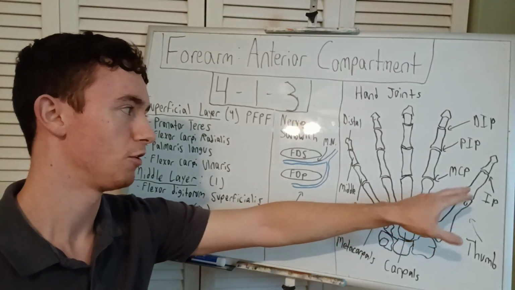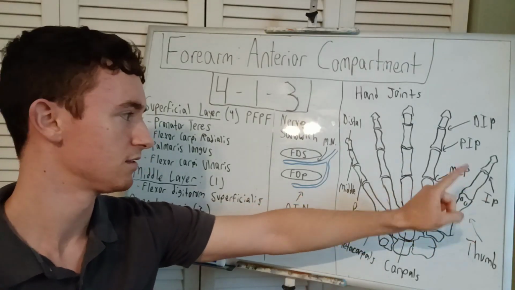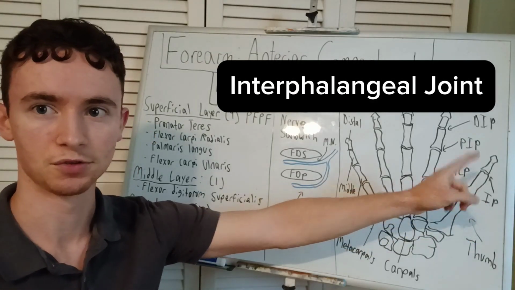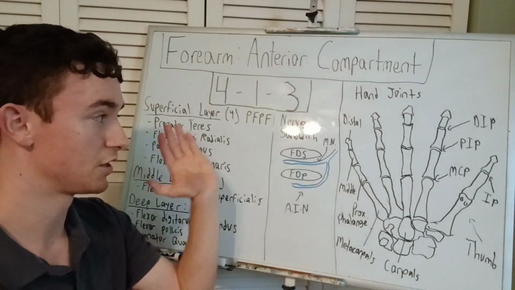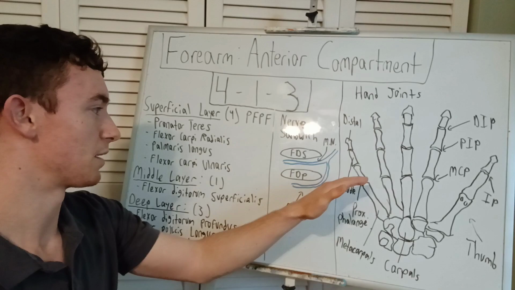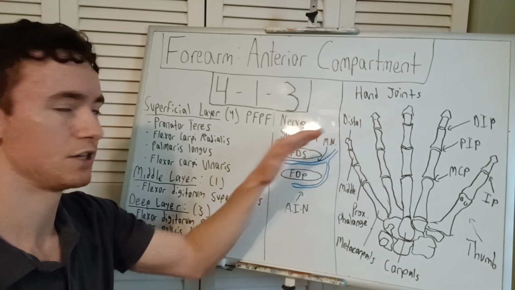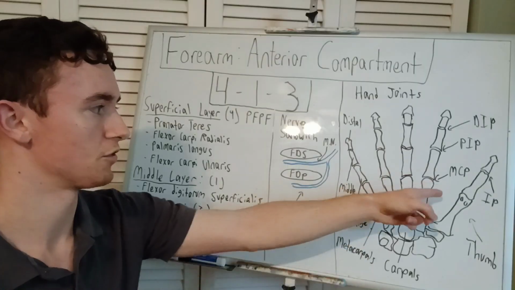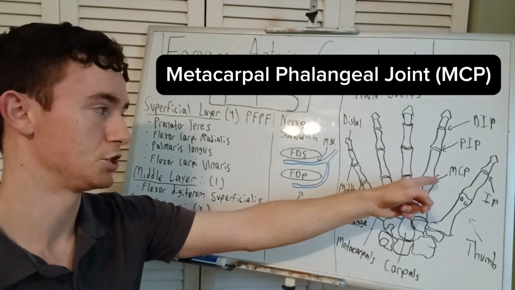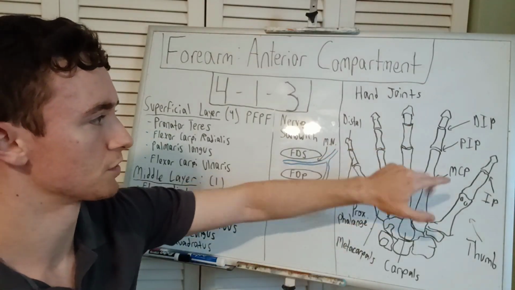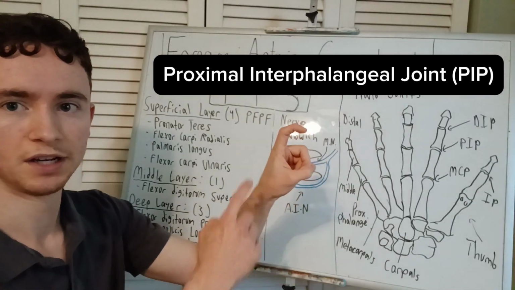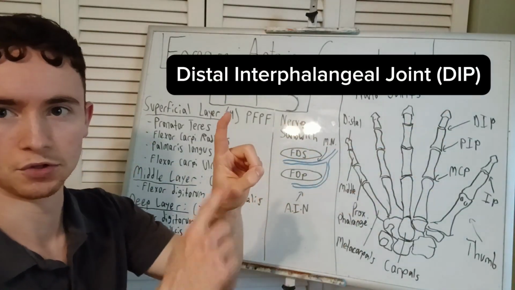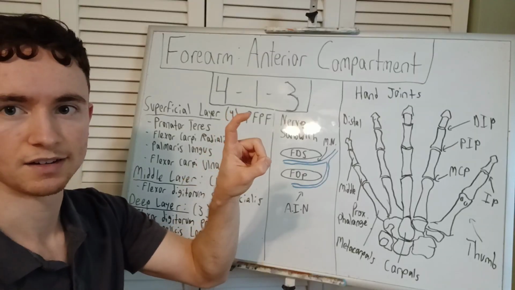The thumb only has 2 phalanges, the proximal and the distal. So it only has an IP or an interphalangeal joint. Okay. The rest of the fingers have 3 bones. These are the proximal, the middle, and the distal phalanges. In between the metacarpal and the proximal phalanges is called the MCP, or the metacarpophalangeal joint. In between the proximal and the middle is called the proximal interphalangeal joint, which is right there. And then the DIP is called the distal interphalangeal joint, which is that last joint right there.